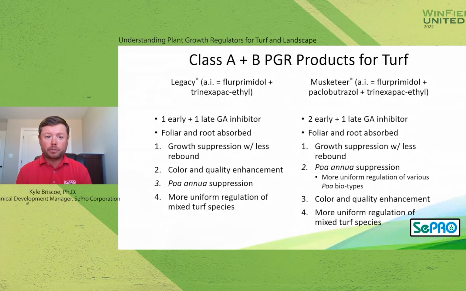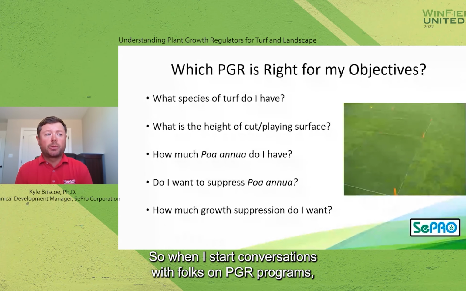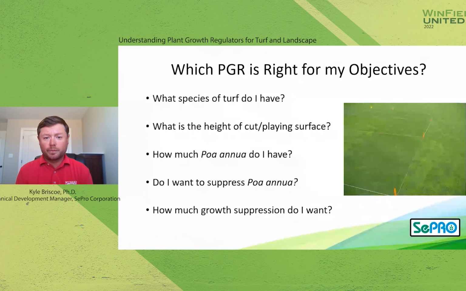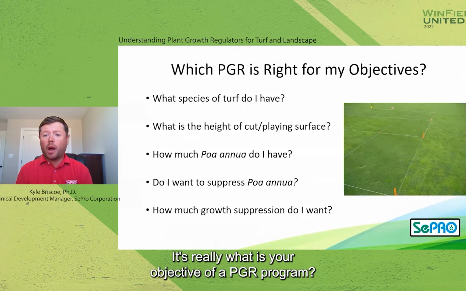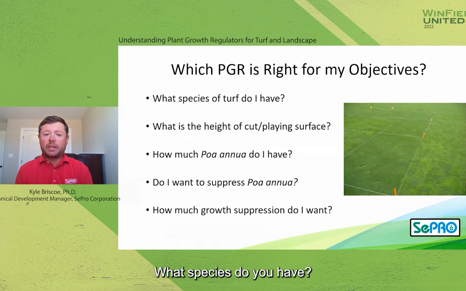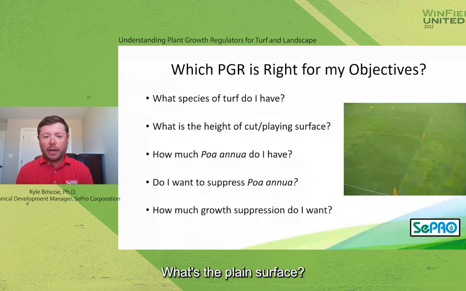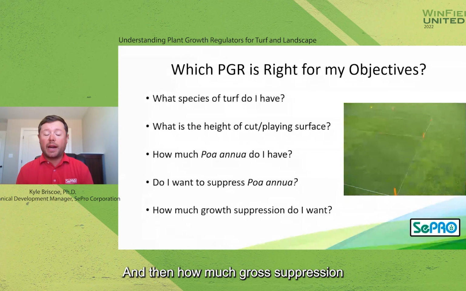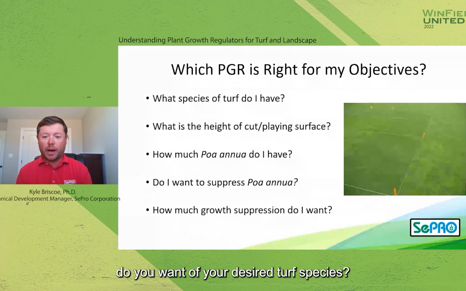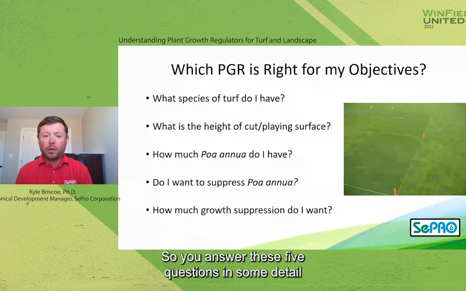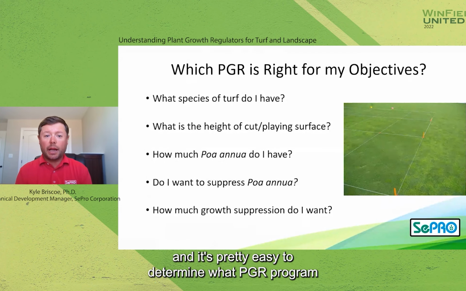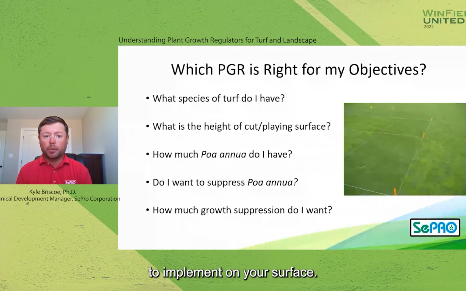So when I start conversations with folks on PGR programs, I like to start with these 5 questions. It's really, what is your objective of a PGR program? What species of turf do you have? What's the playing surface? What's the height of cut? How much POA do you have? Do you want to suppress the POA? Do you want to reduce the POA? And then how much growth suppression do you want of your desired turf species? So you answer these 5 questions in some detail, and it's pretty easy to determine what PGR program to implement on your surface.